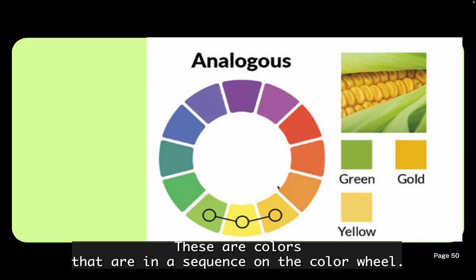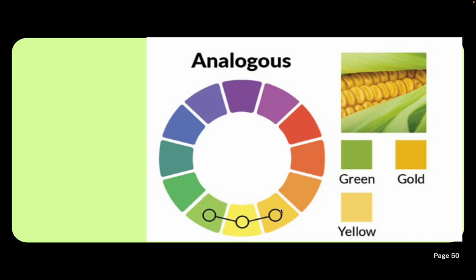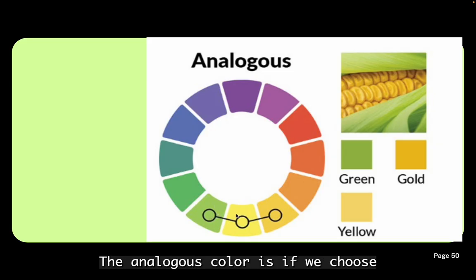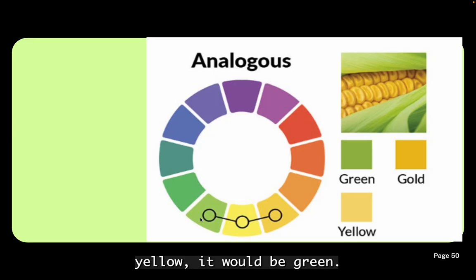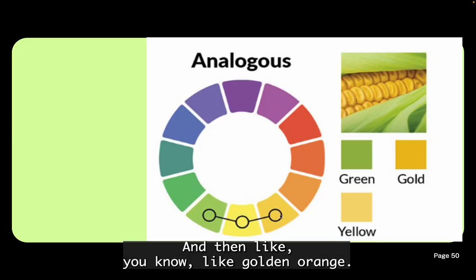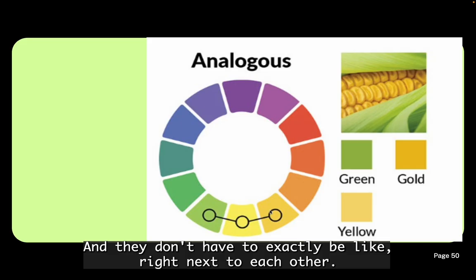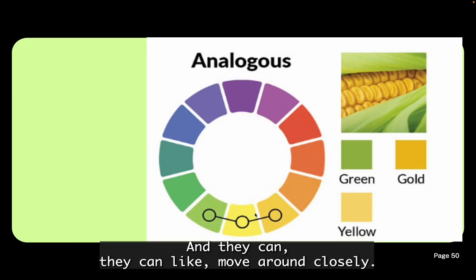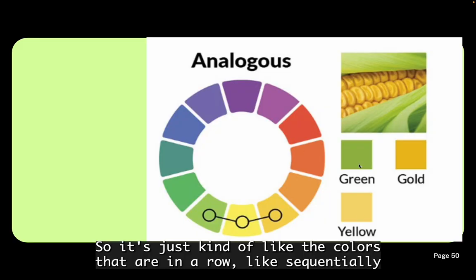Analogous colors. These are colors that are in a sequence on the color wheel. As we see here, if we choose yellow, the analogous colors would be green and then that golden orange. They don't have to be exactly right next to each other. They can move around closely. It's just the colors that are in a row, sequentially from each other.